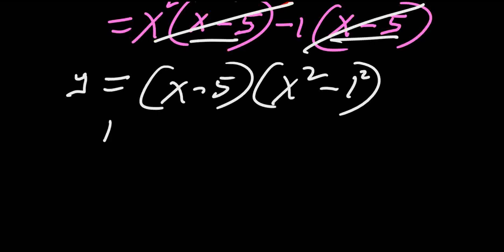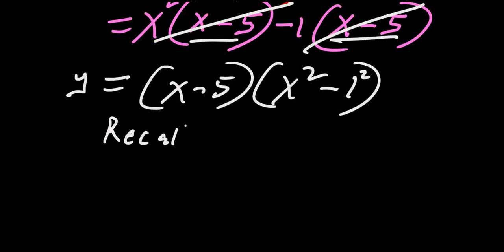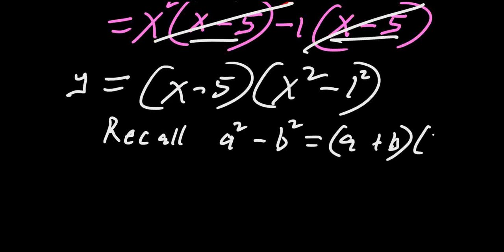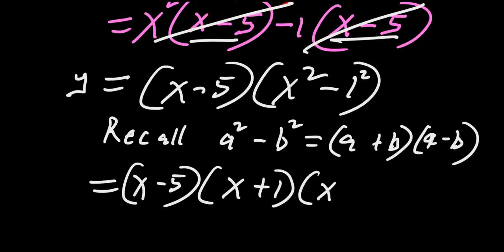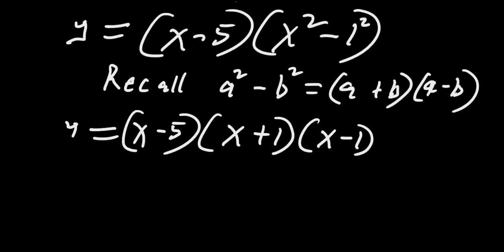So if you recall that if you have a squared minus b squared, this will be equal to a plus b, a minus b. Then this of course would be x negative 5, x plus 1, and x negative 1. All right. So now y equals x negative 5, x plus 1, x negative 1.